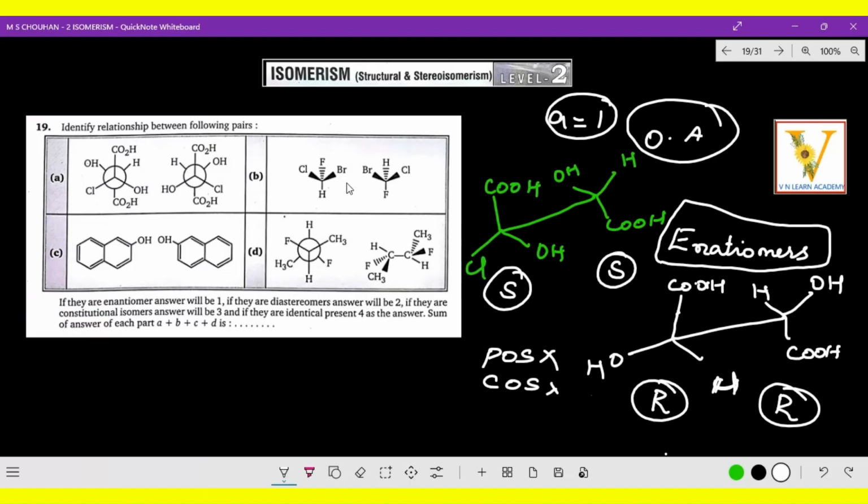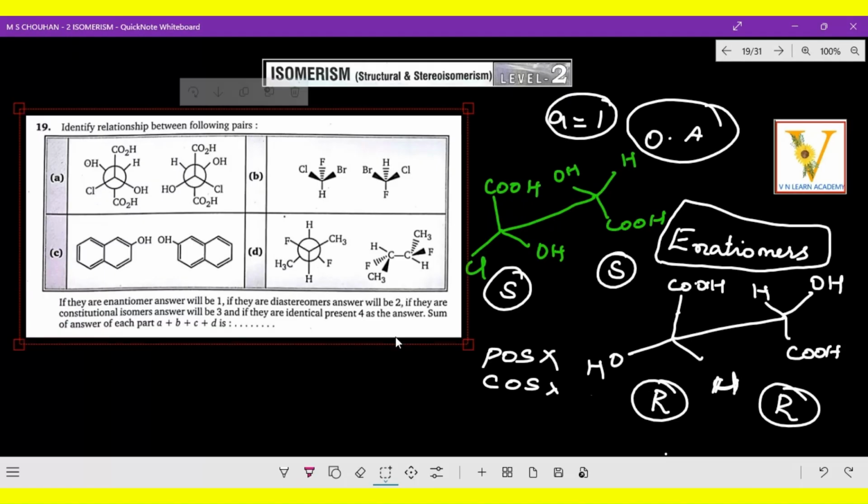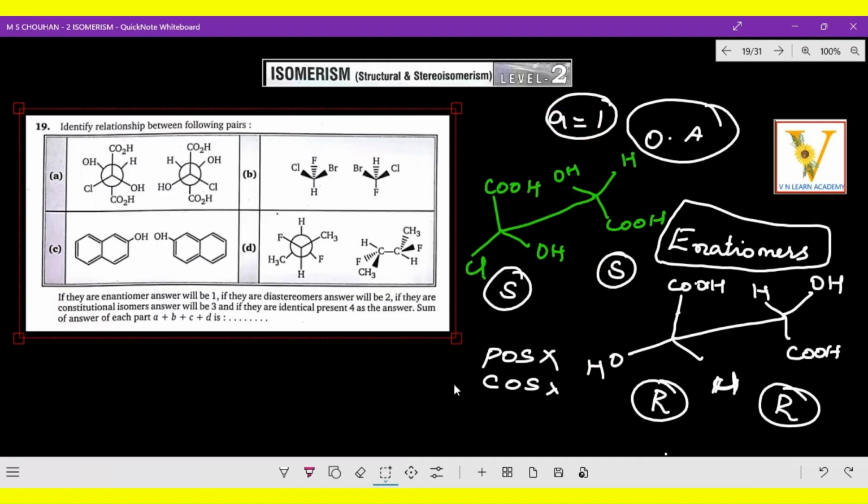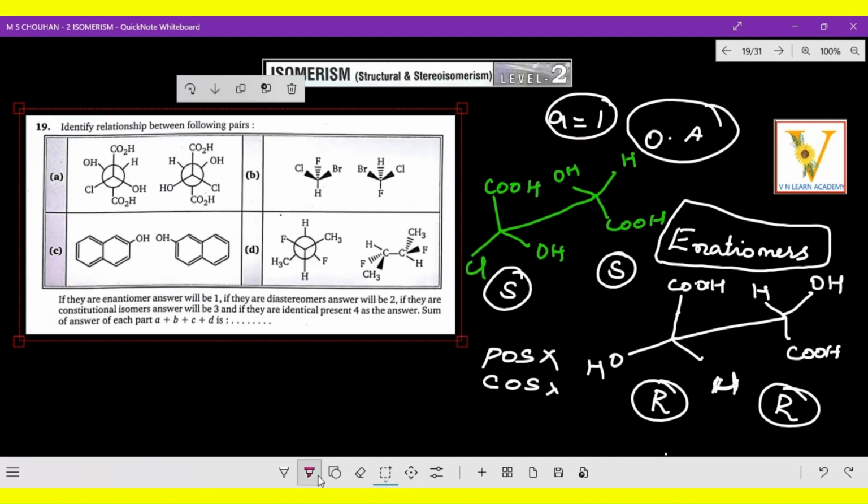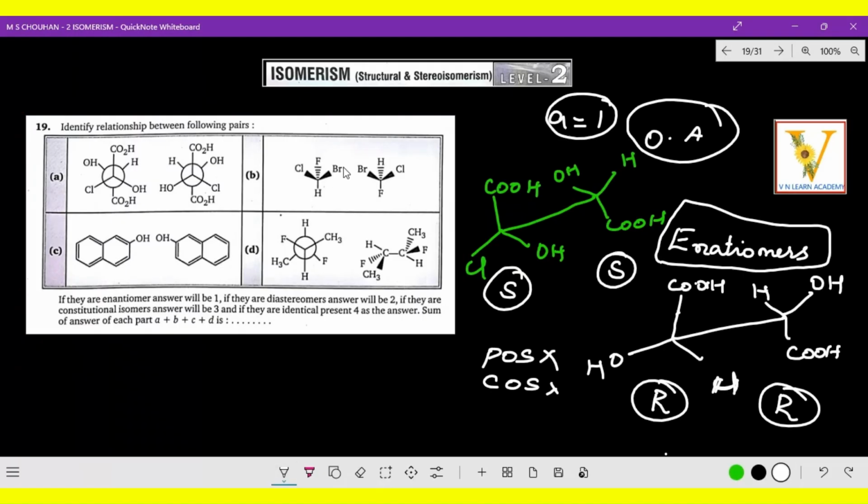And the next one, as we observe this point, I will just enlarge it so that it will be easy for you to answer. Here also we have to identify the absolute configuration. There is Br, Cl, fluorine, and hydrogen. Higher priority goes to Br only, so this is Br 1, and of course the second one, chlorine, is 2, and this is 3 and this is 4.